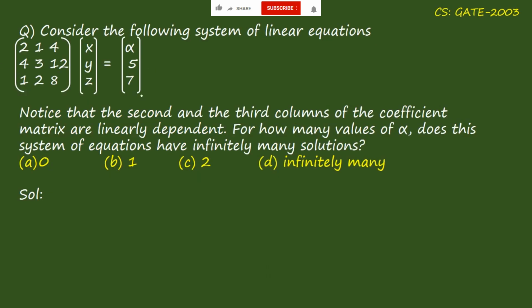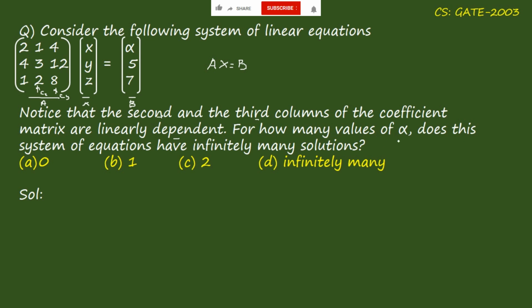Now coming to the next question. The question is, consider the following system of linear equations. Okay, and they have given the non-homogeneous equation as Ax is equal to B, right? And this is nothing but A, this is X, and this is B, right? Now they are saying, notice that the second and the third columns of the coefficient matrix are linearly dependent. Means if you see this particular matrix A, this is column 2 and this is column 3, right? And both of them are dependent. If you multiply this particular column 1 by 4, it becomes equal to column 3, right? So they are saying that it is linearly dependent.